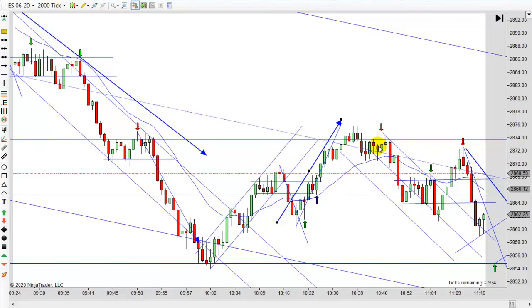And then notice what happens. You get a first entry, a second entry, it fails. You've tested this a couple of times from the low. You get a relatively bearish bar. Just go short right there, and you get a great entry.